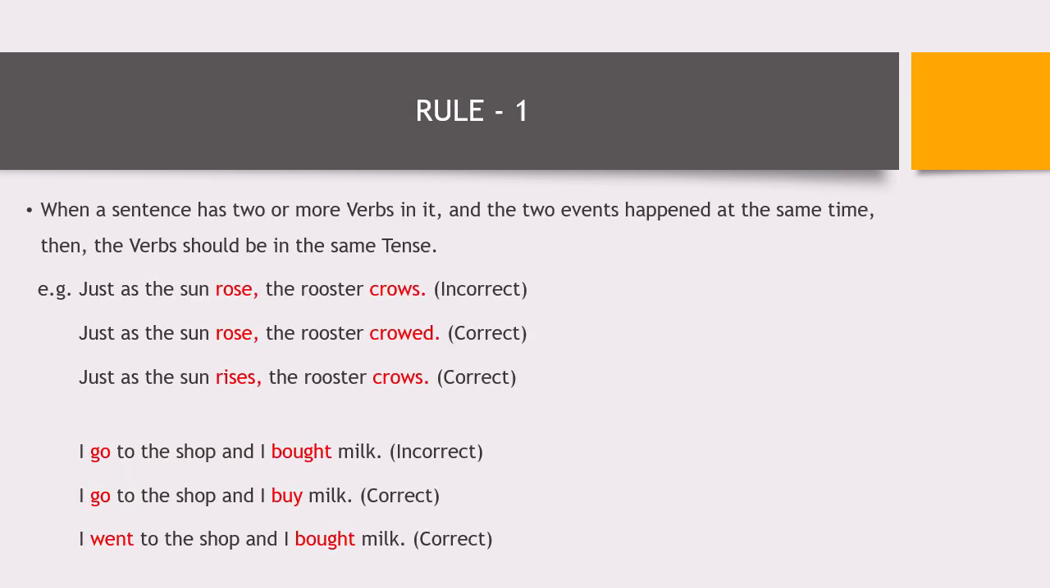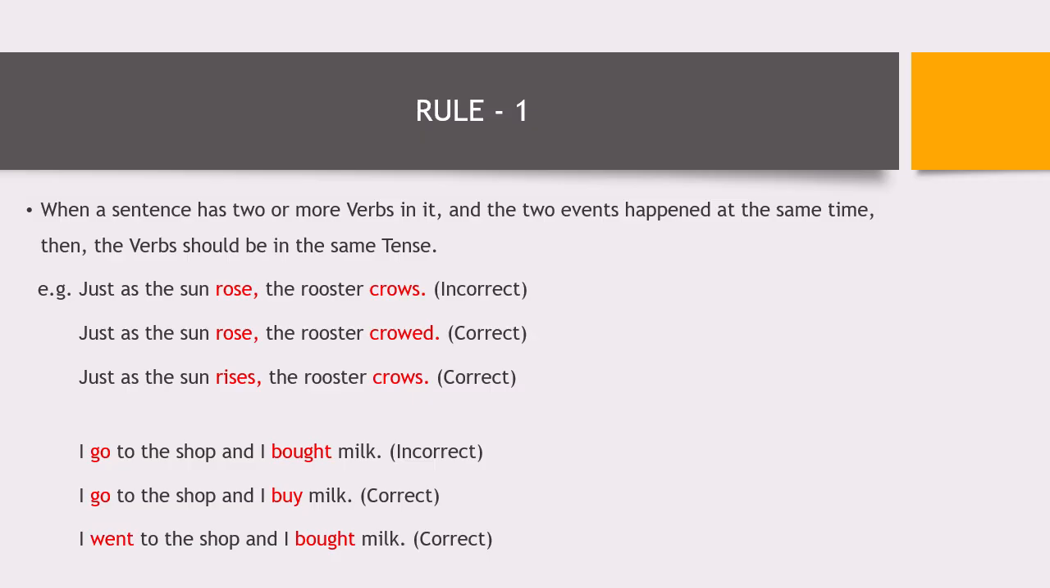Rule 1. When a sentence has two or more verbs in it, and the two events happen at the same time, then the verbs should be in the same tense. For example, 1. Just as the sun rose, the rooster crows. Incorrect. Just as the sun rose, the rooster crowed. Correct. Just as the sun rises, the rooster crows. Correct.